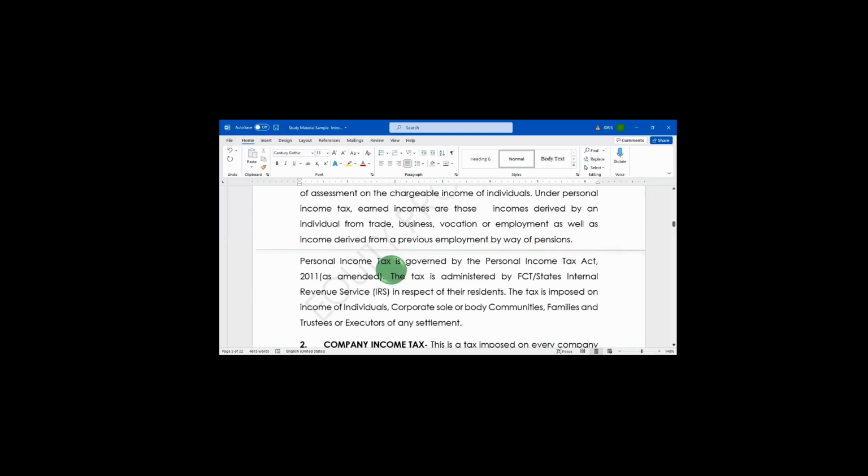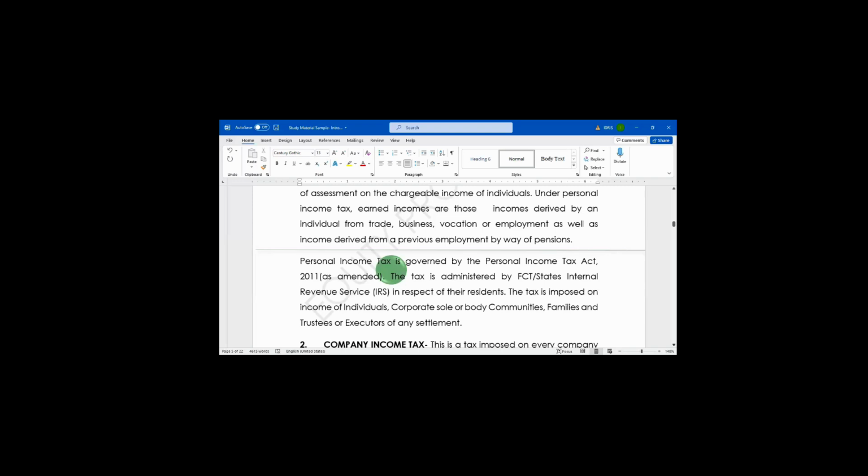For sole proprietorship, somebody that is not earning salary but doing his business, from what type of income is he going to pay personal income tax? From his profit. At the end of the year, that person will do his account. If he makes profit, he's expected to pay personal income tax.